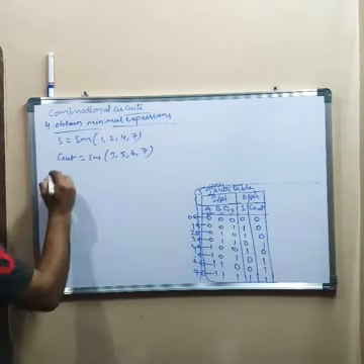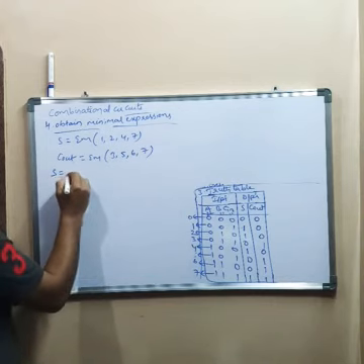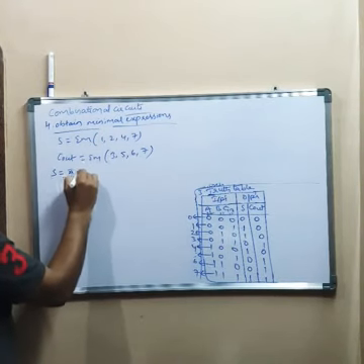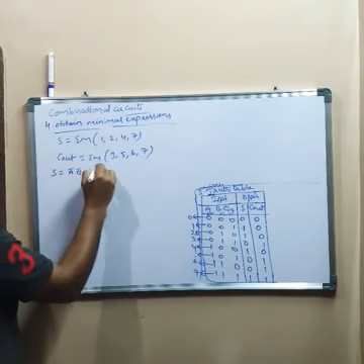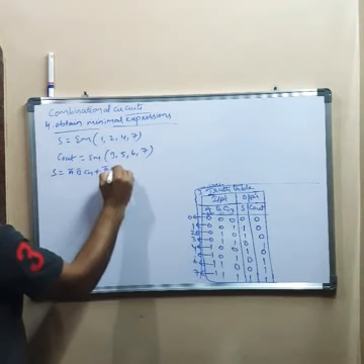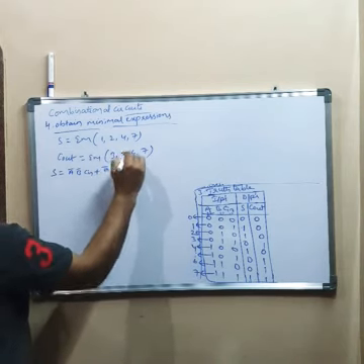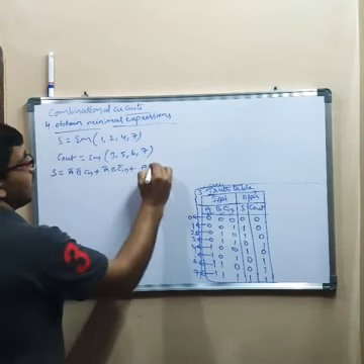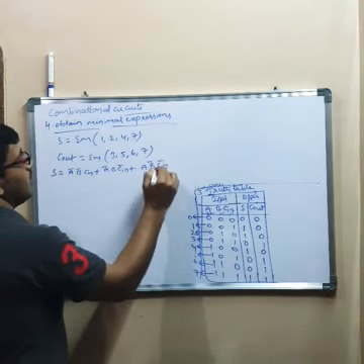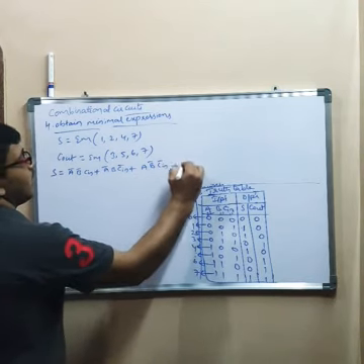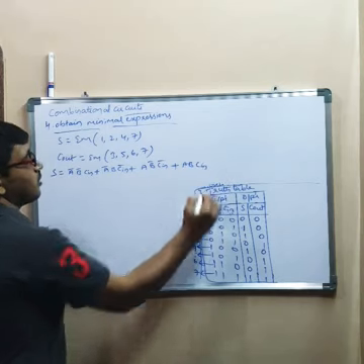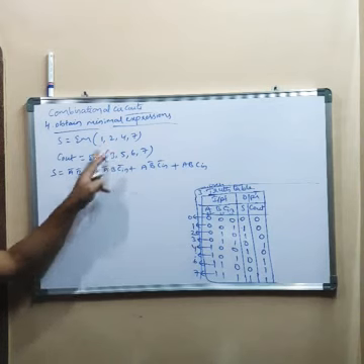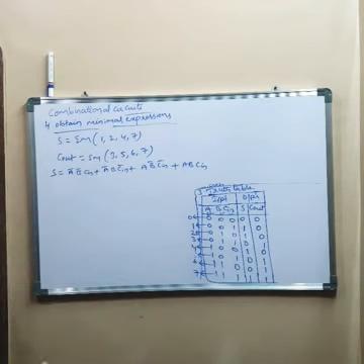Let us simplify this. S is equal to, I will write in expanded form. What is 1? A bar B bar C in, plus. What is 2? A bar B C in bar. What is 4? A B bar C in bar. What is 7? A B C in. I have written the SOP expression, the minterms in expanded form.